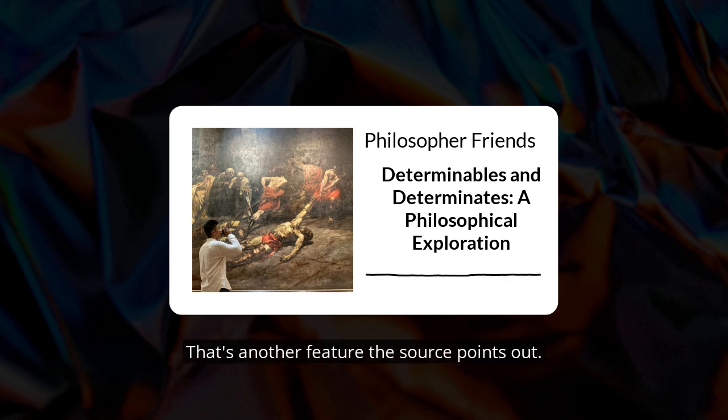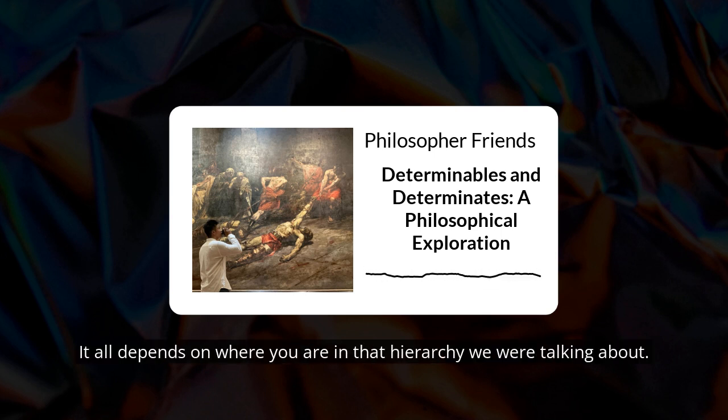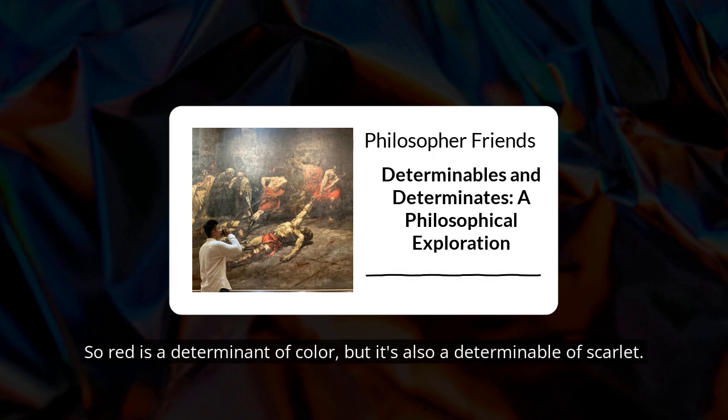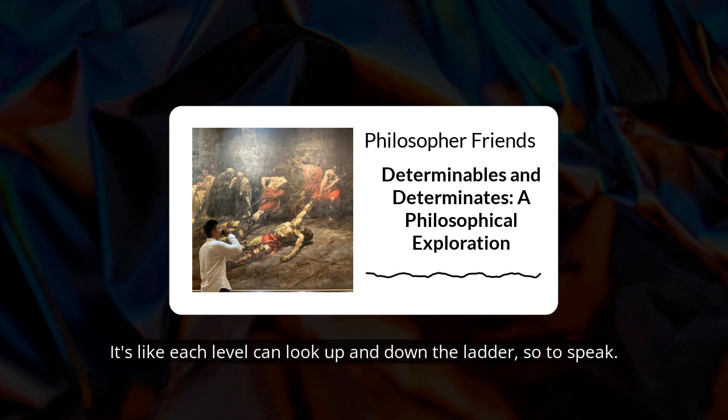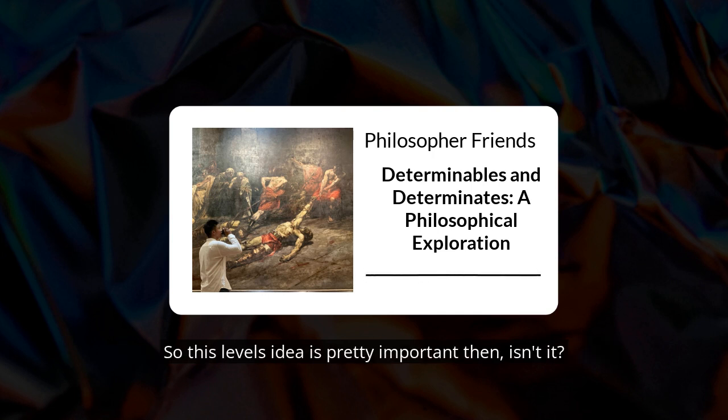That's another feature the source points out. It all depends on where you are in that hierarchy we were talking about. So red is a determinate of color, but it's also a determinable of scarlet. It's all relative. I think I'm getting it. It's like each level can look up and down the ladder, so to speak. So this levels idea is pretty important then, isn't it? It's not just a simple two-level system.